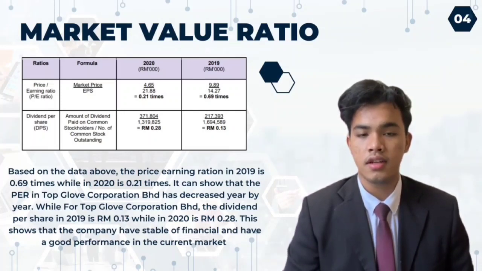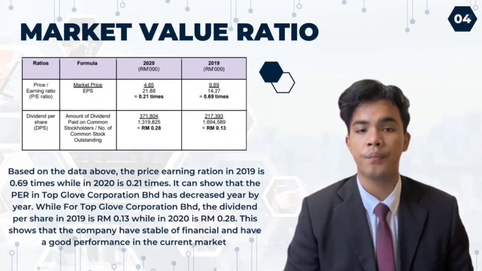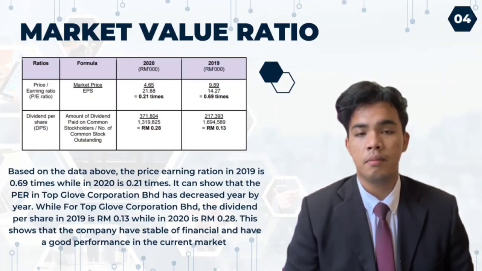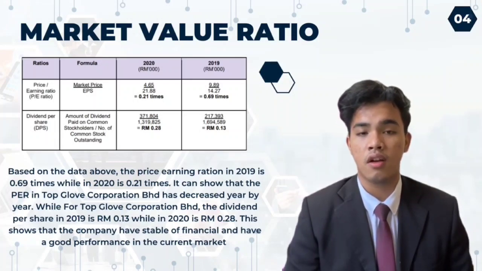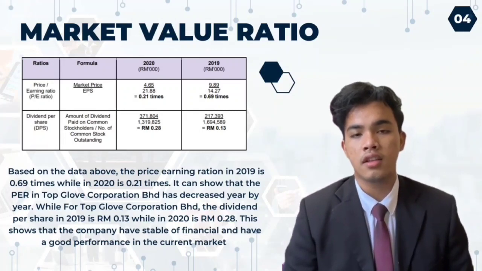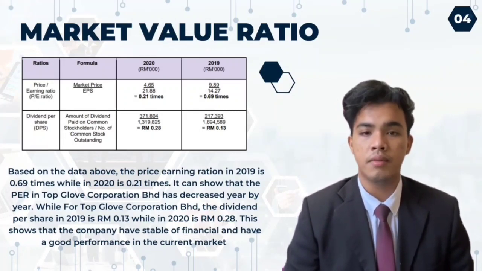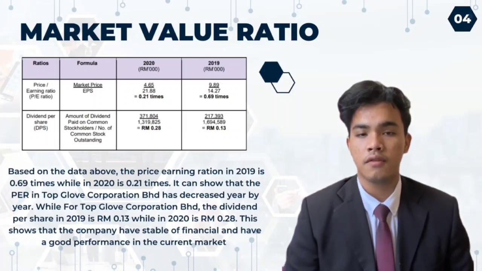Firstly, to calculate the price earning ratio, the market price of Top Glove is divided by EPS, earnings per share. In 2019, the market price was RM9.89, divided by EPS of 14.27, so the PE ratio is 0.69 times. In 2020, the market price of Top Glove was RM4.65, divided by EPS of 21.88, so it gets 0.21 times. Based on the data above, the PE ratio of Top Glove has decreased year by year.